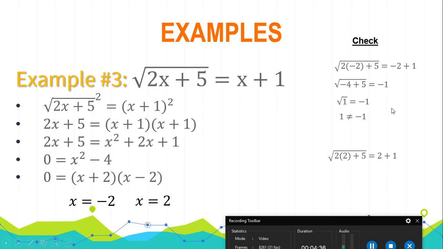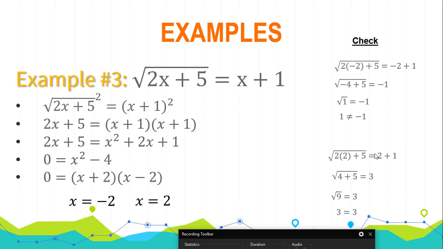We'll also check positive 2. And we can see that that root actually does work. So we're going to reject the root of negative 2 as an extraneous root. And we're going to keep the root of 2.